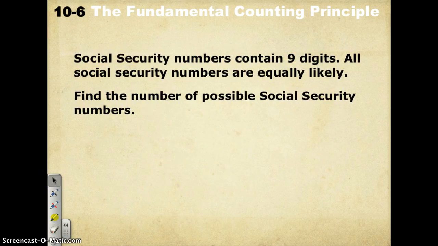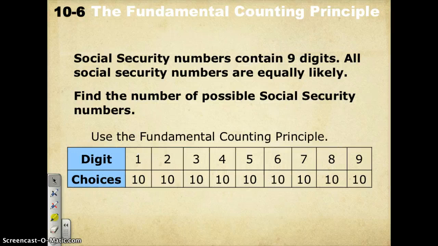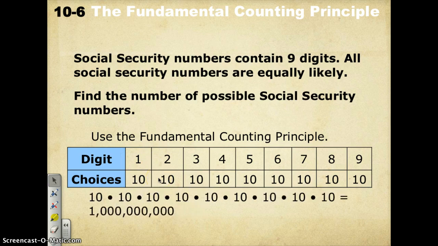Social Security numbers contain 9 digits. All Social Security numbers are equally likely. Find the number of possible Social Security numbers. So there are 9 digits. The digits are just representing the positions, 1 through 9. And each position has 10 options, 0 through 9. So 10 choices, 10 choices, and so on. So we would multiply all of those together. So there are 1 billion possible combinations of Social Security numbers.